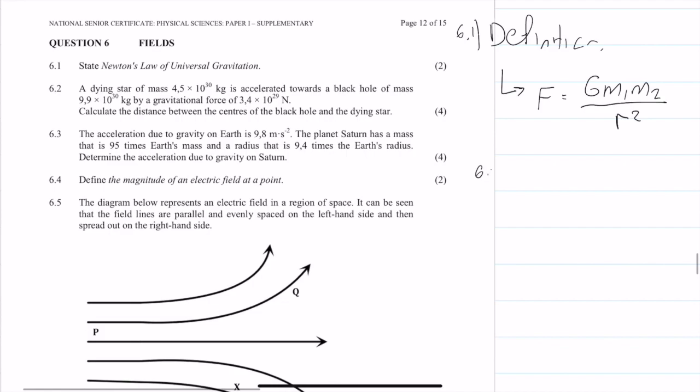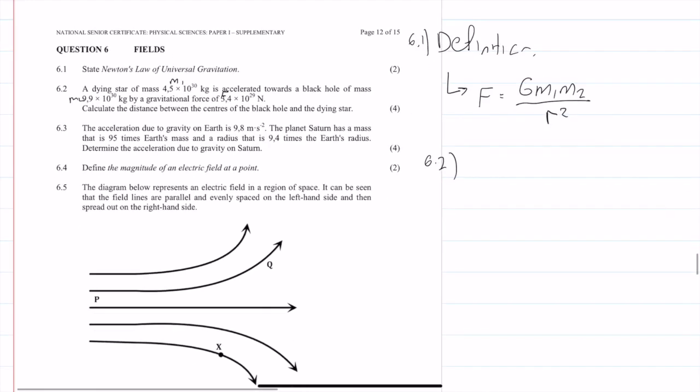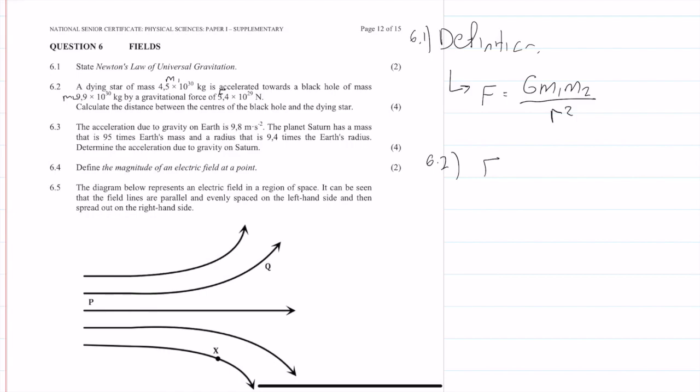So 6.2 says a dying star has a mass of 4.5 times 10 to the 23 kilograms, is accelerated towards a black hole of mass 9.9 times 10 to the 30 kilograms by a gravitational force. So here we can say we have M1, we have M2, and we have F. And then it says calculate the distance between the centers of the black hole and the dying star. So we're going to use the equation I just put down. F is equal to G m1 m2 over r squared.